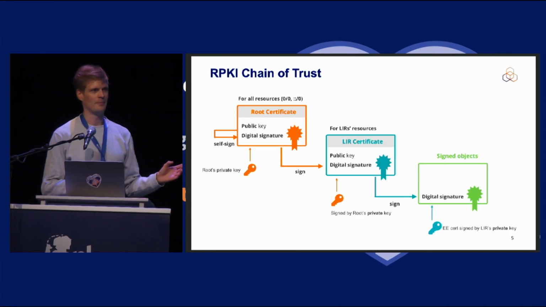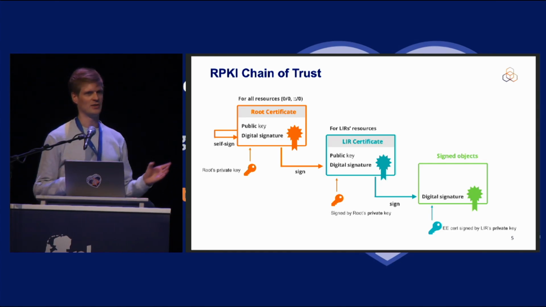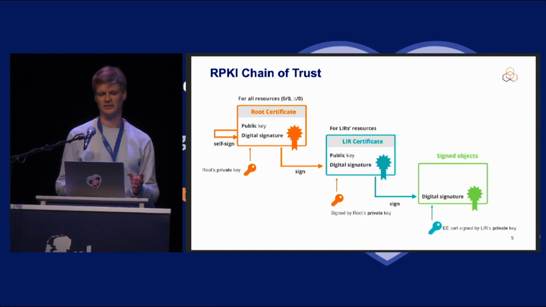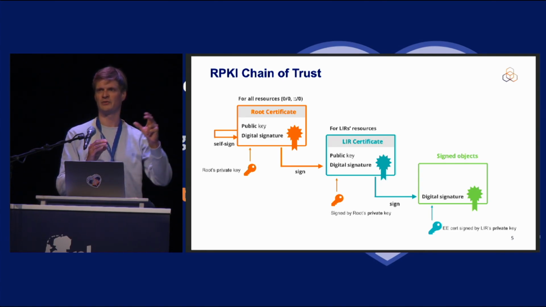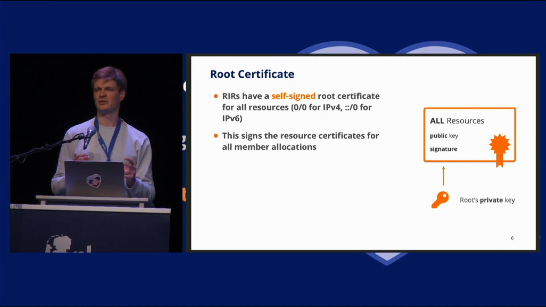And the other part of RPKI that you all probably know is that it's an X509 certificate-based system with a root of trust at the regional internet registries. The regional internet registries have a root certificate, which is a certificate that's signed by its own public key. Below that, there's multiple layers of certificates. And in the end, there are RPKI-signed objects. The root certificates are the certificates of which the public key is the trust anchor locator. That's in the validation software.